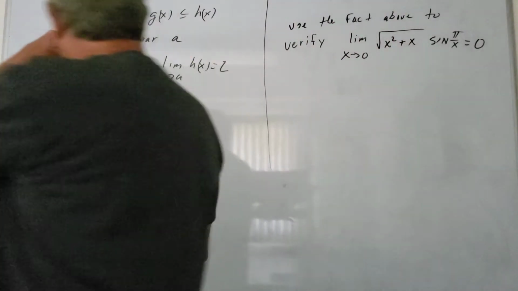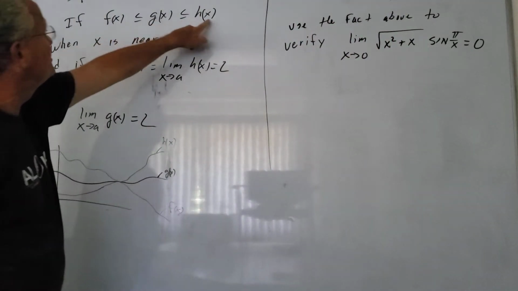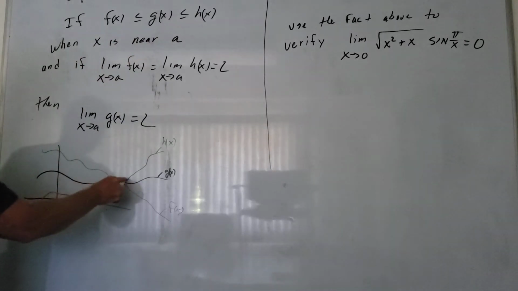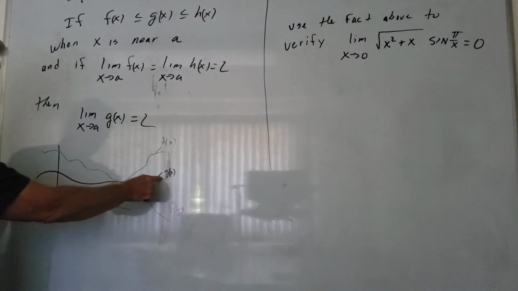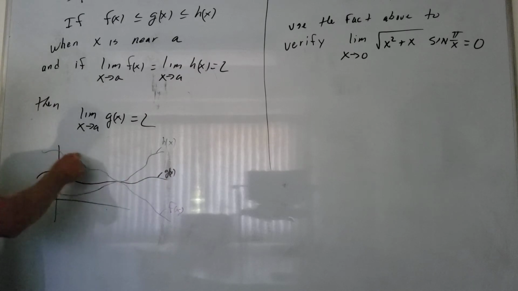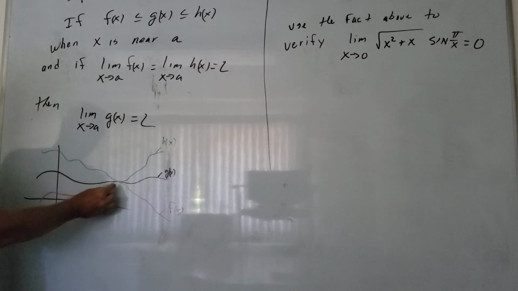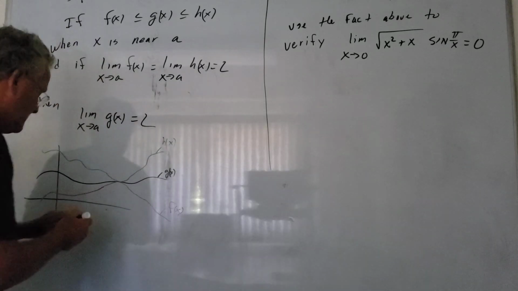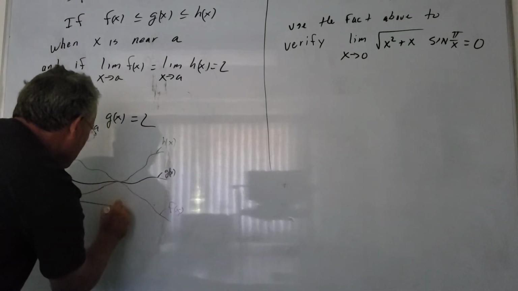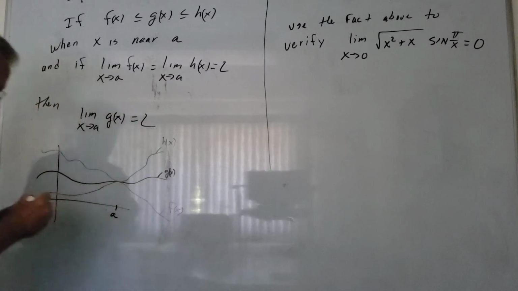Well, think about why that's true. H is always bigger than G. So this green graph represents H. This dark one in the middle is G. And this one is always greater than, right here it happens to be equal to. So right here is where our A is.